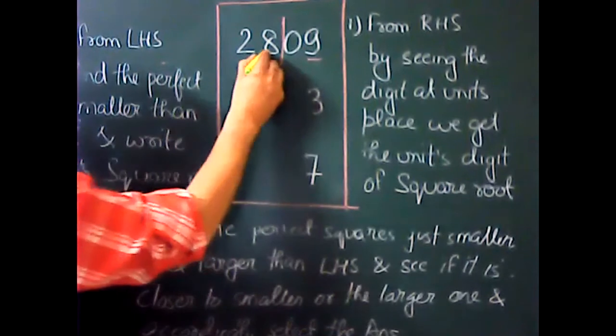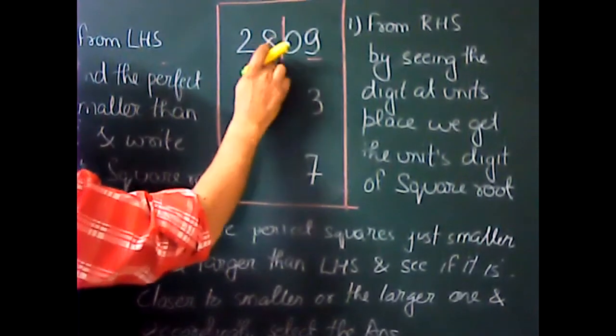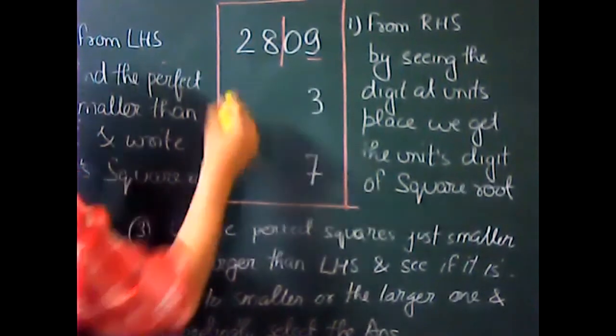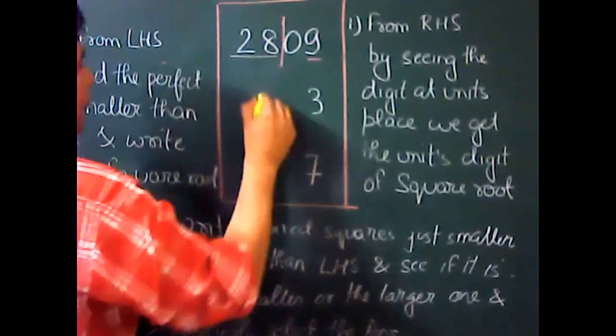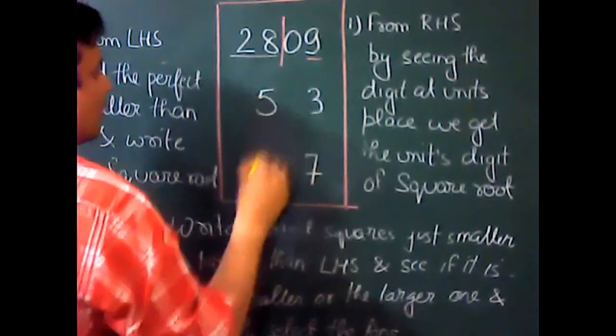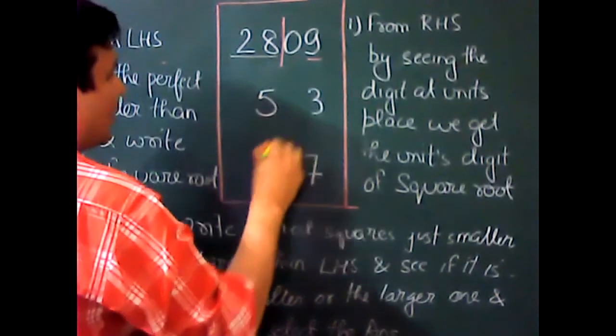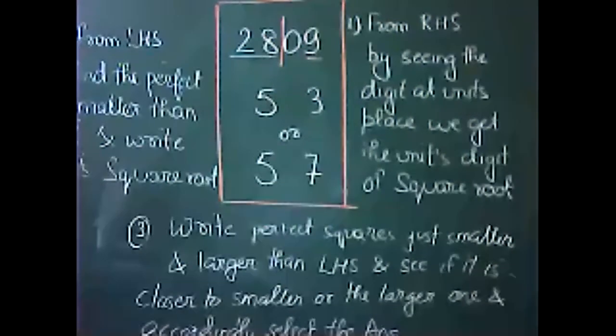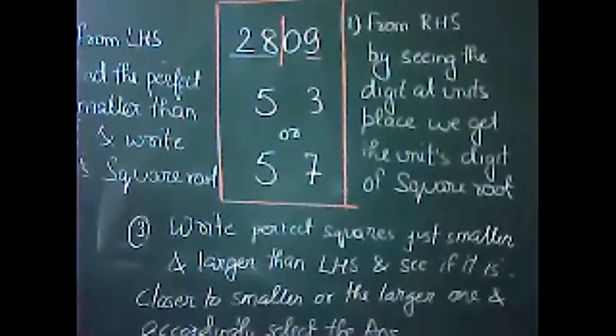Then the perfect square smaller than 28 is 25 and its square root is 5. So I'm going to write it 53 or 57. Is this clear? Yes. Second step is also clear? Yes, Kapil sir. Okay.